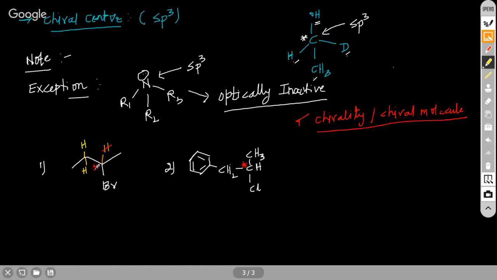If there is any kind of symmetry present in the molecule, then it is said to be achiral and it is optically inactive.